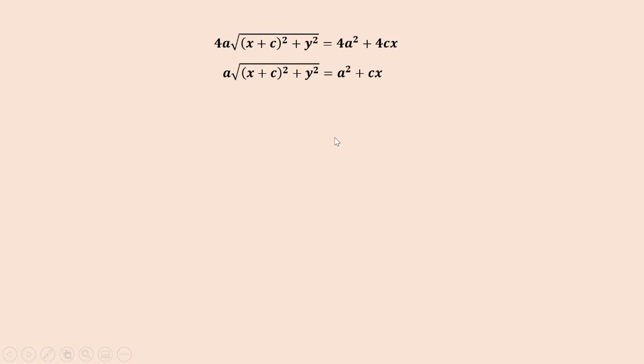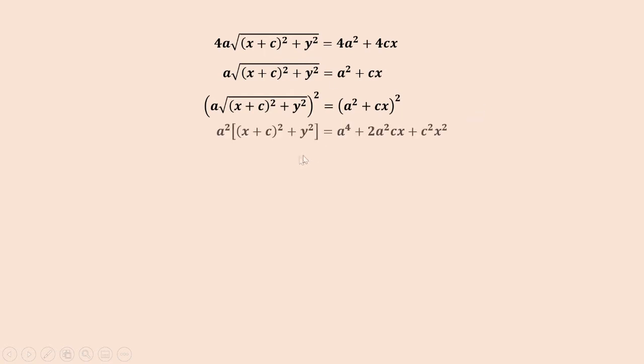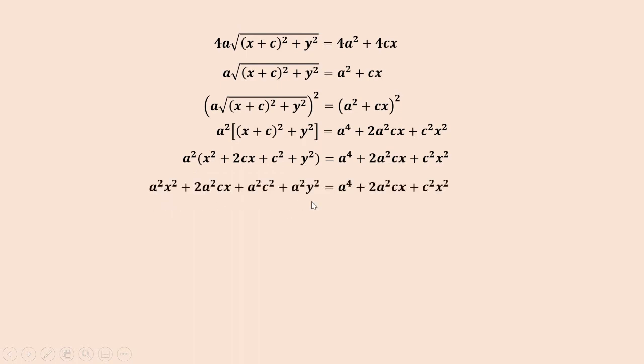Continuing, we can square both sides to eliminate the square root, and it will give us this equation. Again, we are doing the square of a binomial for this side. Doing the square of a binomial also for (x plus c) will give us this. And simplifying, we can multiply a squared to each of the terms inside, giving us this. We can cancel some of the terms. Rearranging the terms would give us this equation.